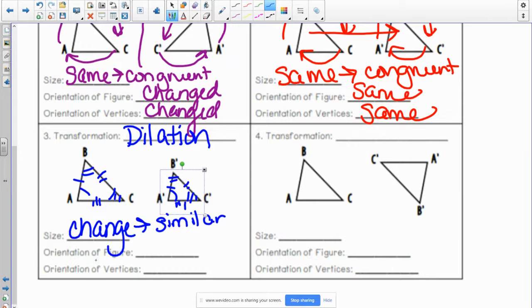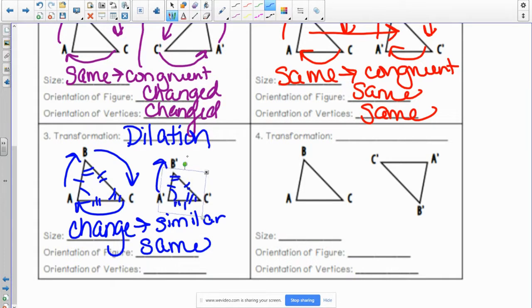The orientation of the figure, is it facing the same way? Yep. You just dilated it down, so that doesn't change the orientation or the position of the figure. A to B, B to C, C to A, clockwise. A prime to B prime, B prime to C prime, C prime to A prime, exactly clockwise again, so nothing changed there. Just an enlargement or a reduction. In this case, it was a reduction.